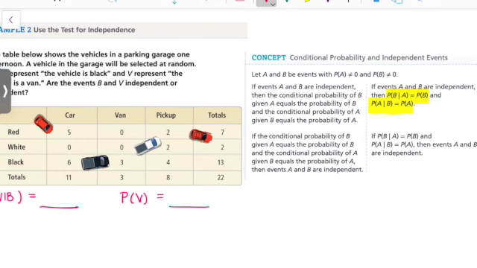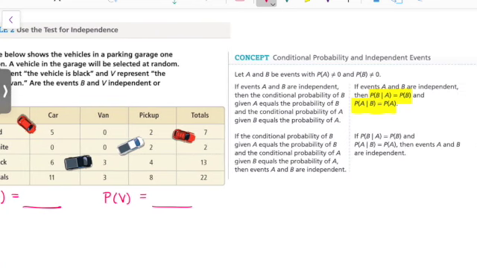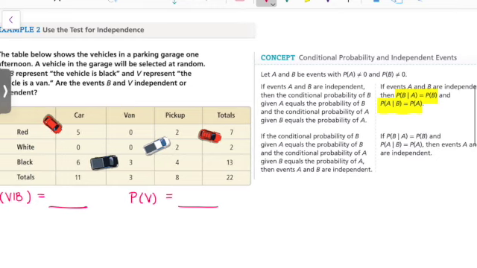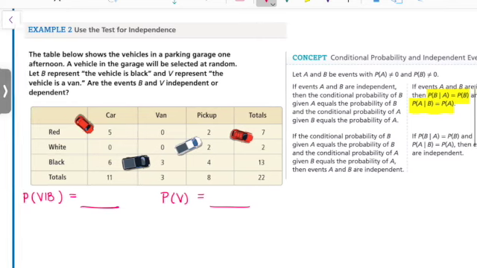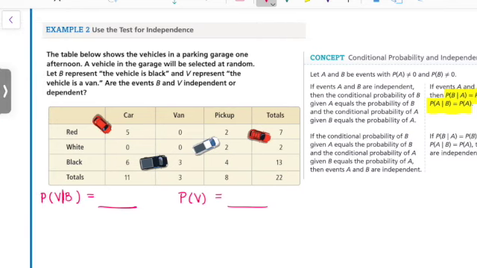All right, to understand whether something is independent or dependent, we have to know this little piece of information here. If the probability of B given A is equal to the probability of B, they're independent. If they're not equal, then they're going to be dependent. So let's look here. It's talking about vehicles in a parking garage, and we got this big table of all the colors and the types and the total. We want to know whether, if a vehicle is black and the vehicle is a van, are they independent or dependent? Well, if I look at the probability of a van, given that it's black, so I know that it's going to be one of the 13 vehicles that are black.